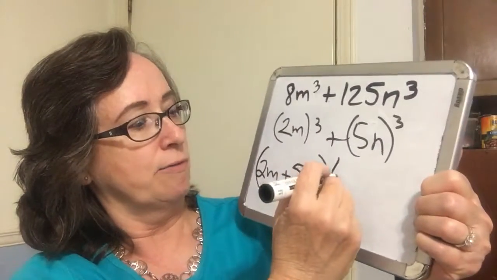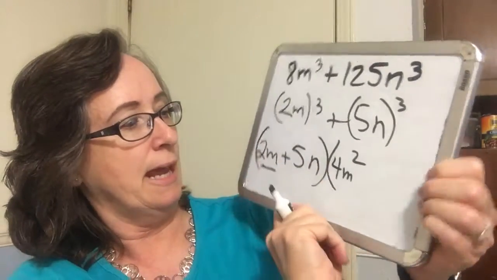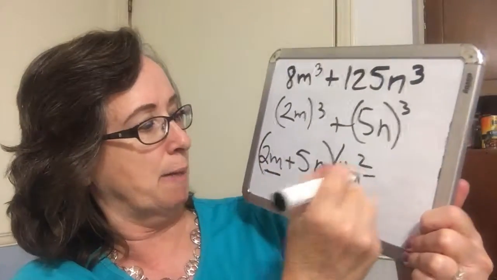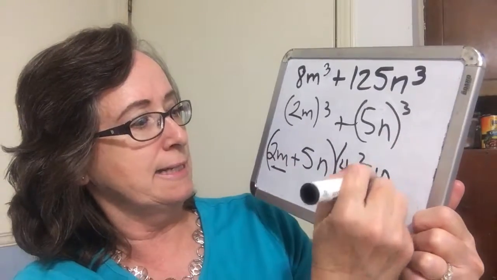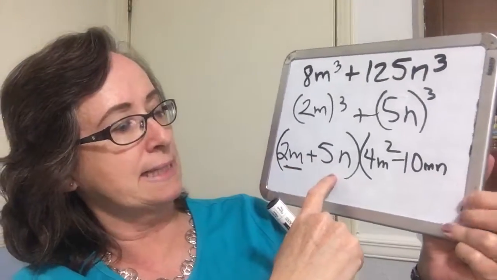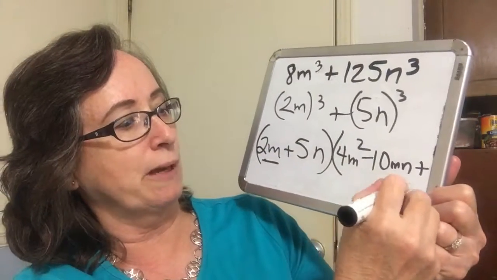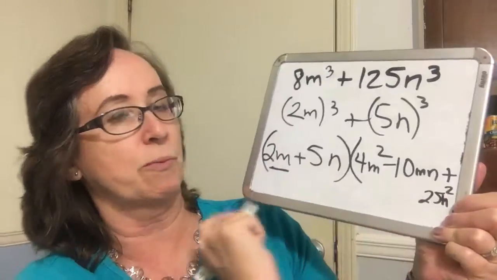times 4m squared. Remember, it's this one squared. And then it's the product with the opposite sign. So minus 10mn plus, I ran out of room, plus the last term is 25n squared. I just ran out of room there.